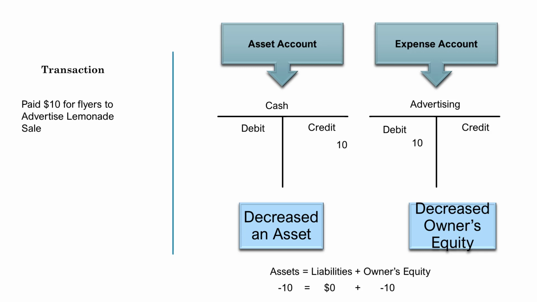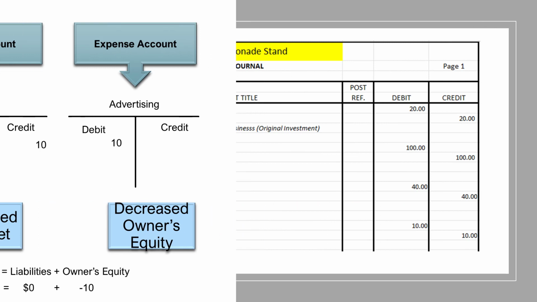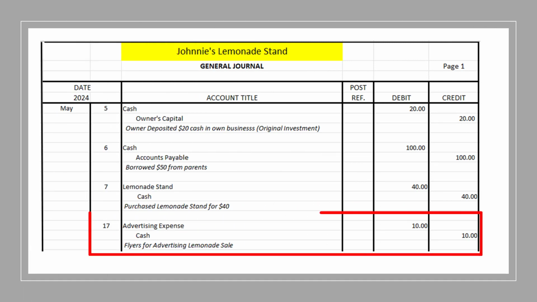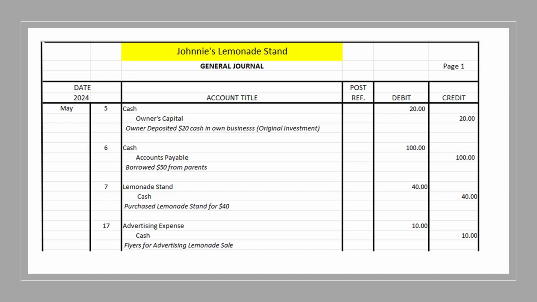In this transaction, both an asset and owner's equity are decreased. In the general journal, Johnny enters the date of the transaction, debits advertising expense for $10, and credits cash for $10.